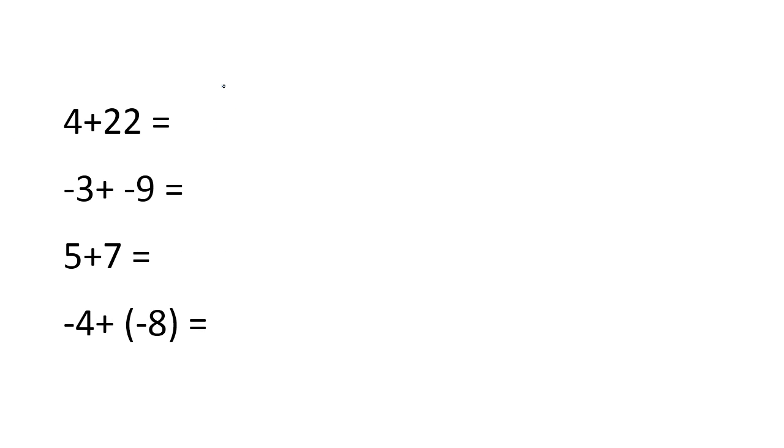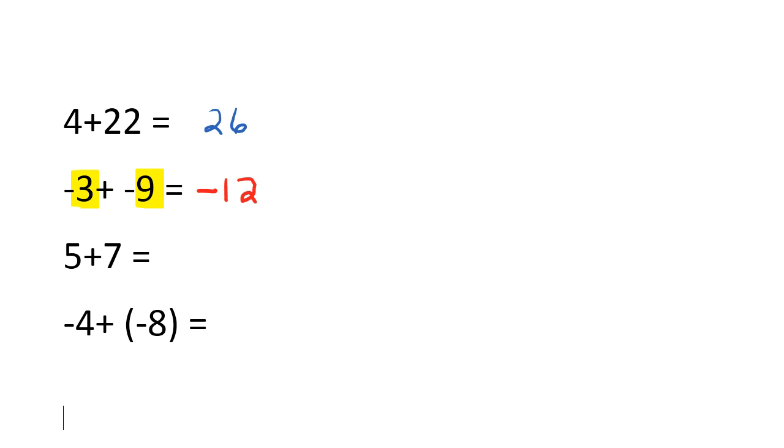So let's do a few problems. First of all, 4 plus 22, they're both positive and we know the answer is 26. Now let's look at negative 3 plus negative 9. As soon as you see they're both negative, take a look at their absolute values. 3 plus 9 is 12, so you write 12 down. Then you look and see that they're both negative, which means that your sum will be negative.